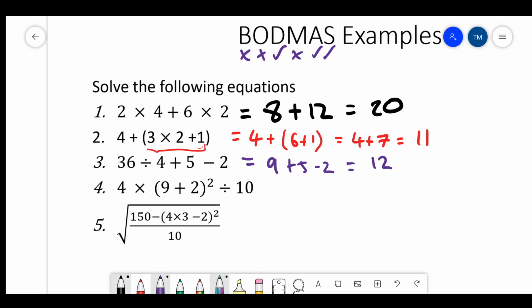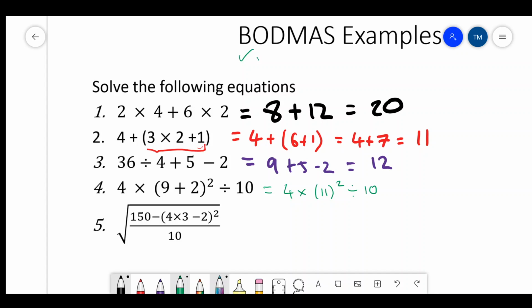The next one is a little bit harder. So the next one that we have is 4 times 9 plus 2 squared in a bracket divided by 10. So in this example, first we go through, do we have a bracket? Yes, we have a bracket. So we do the bracket first. So we do 4 times 9 plus 2. There's only one operation inside the bracket. So we do 11 squared divided by 10.